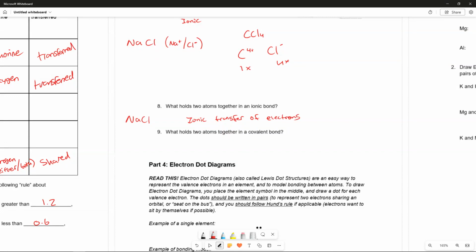Similarly, what holds 2 atoms in a covalent bond? Well, covalent bonds share electrons, so it's going to be the covalent sharing of electrons that will hold these covalent compounds together.